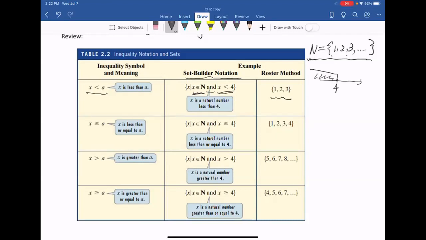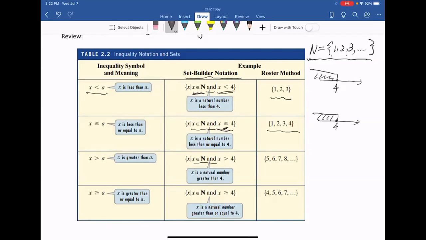And next one, in this part X is a natural number less than or equal to 4. Also, I draw a number line. This is 4, less than or equal to 4. That means 4 is included because it has an equal sign here. So the raster method is 1, 2, 3, 4.